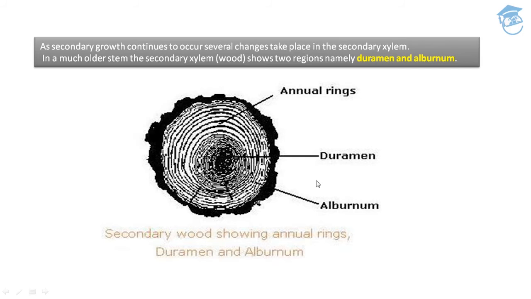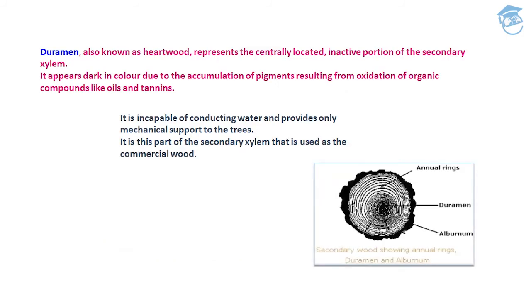So this is Duramen and this is Alburnum. Duramen is the center part and Alburnum is the outer rings. This is the secondary wood that shows annual rings, which is called Duramen and Alburnum. Now Duramen is also known as heartwood, students, that represents the centrally located inactive portion of secondary xylem. As you can see, the Duramen is present in the center. So it is centrally located and it represents the inactive portion of a secondary xylem.